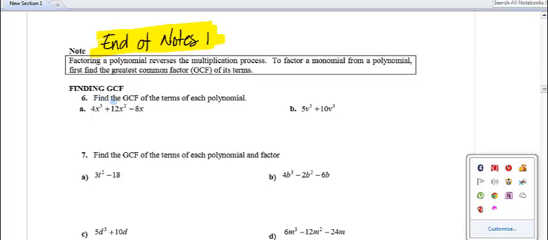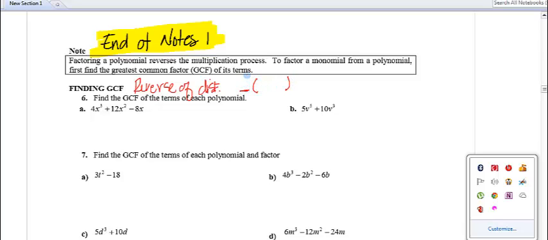GCF, to pick up where we left off, is kind of the reverse of the distributive property. So let's go ahead and mark that down. If I can write here, reverse of the distributive property. And there we go. Where the distributive property, we take something that's in front of the parentheses and we multiply it to all the terms inside.